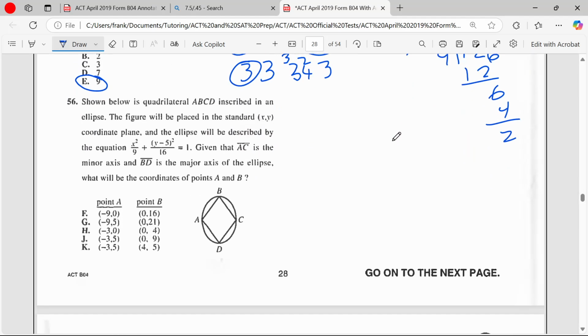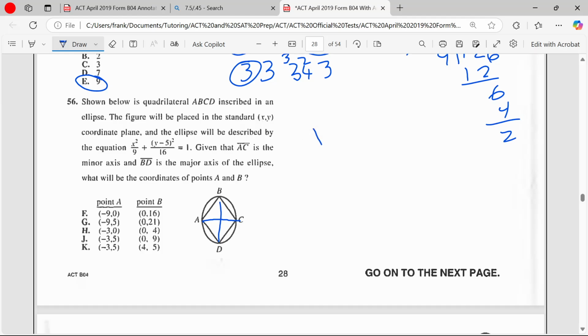Shown below is a quadrilateral ABCD inscribed in an ellipse. The figure will be placed in the standard XY coordinate plane, and the ellipse will be described by the equation x squared over 9 plus y minus 5 squared over 16 equals 1. Given that AC is the minor axis and BD is the major axis, AC is the short axis, shown right there in the image. BD is the long axis. What will be the coordinates of points A and B?